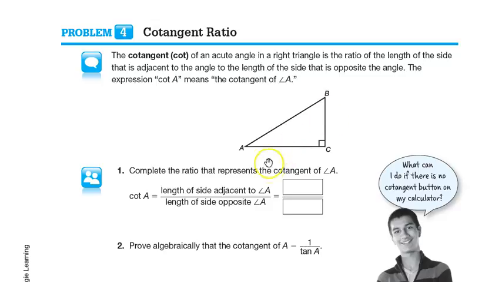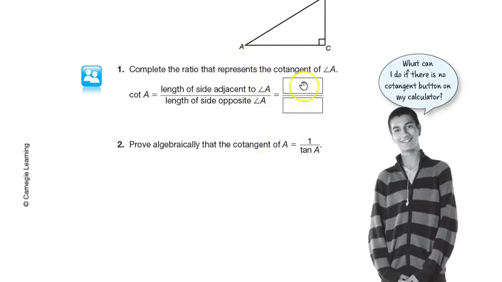Basically, they just are the inverse of each other, the tangent and the cotangent. But, you know, the idea being that B's tangent is A's cotangent. That's the relationship there.